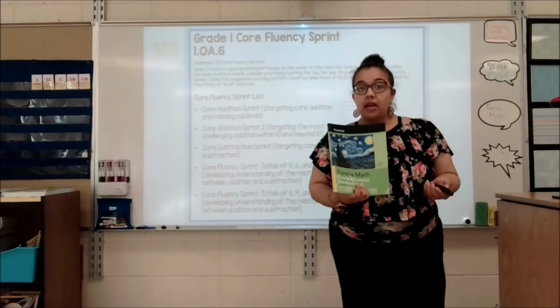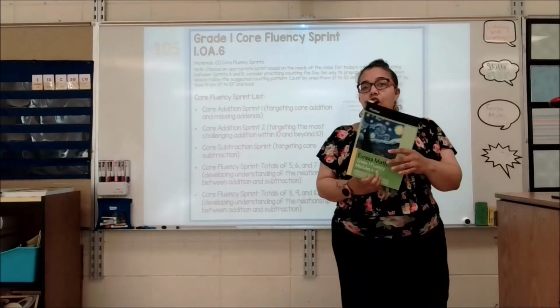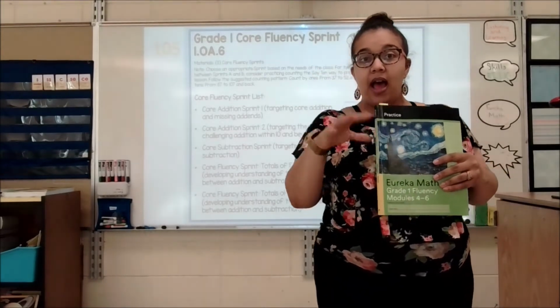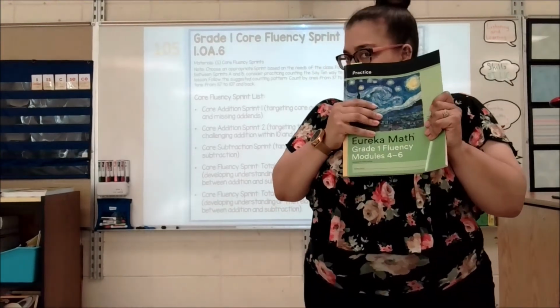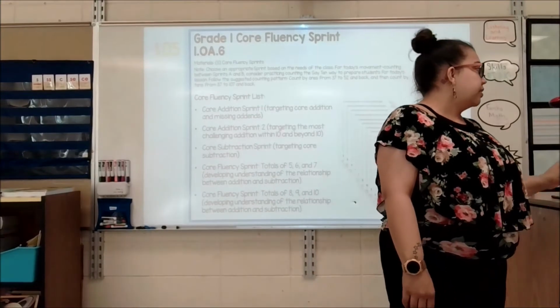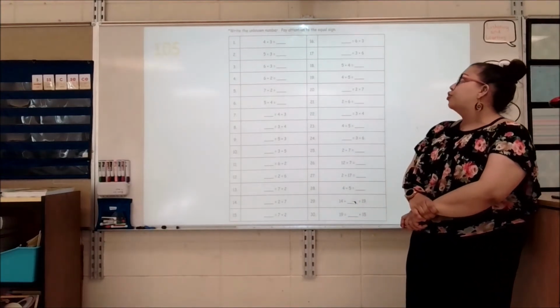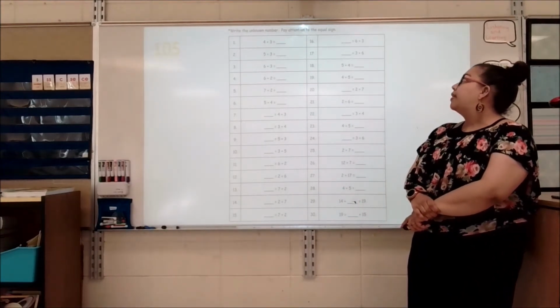So, Starry Night, page 105. I know it's a little bit hard to see. The digits are 105. 105 in your Starry Night book. It looks like this, and its directions are to write the unknown number.